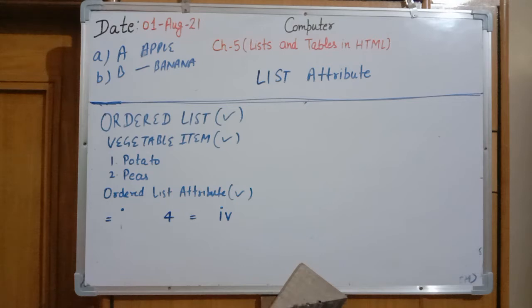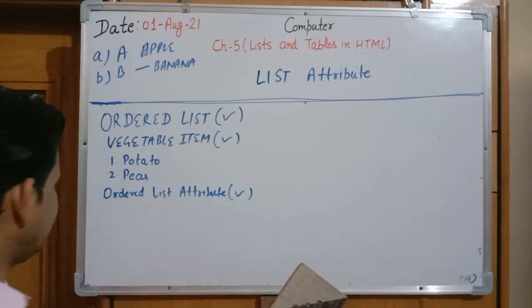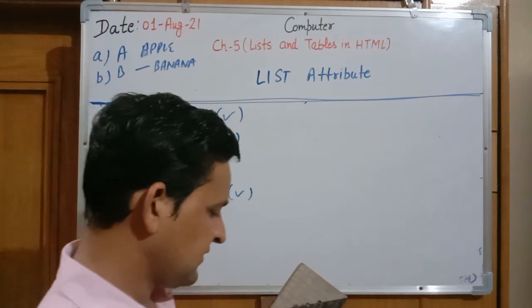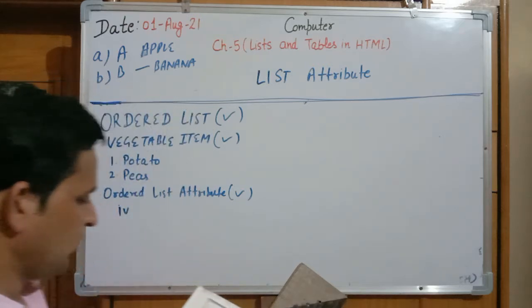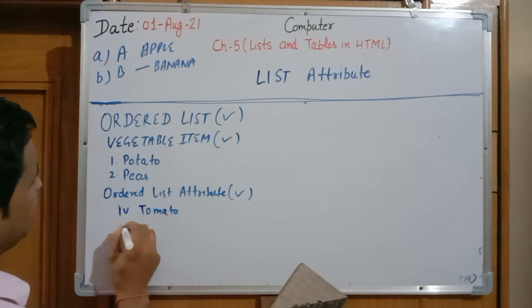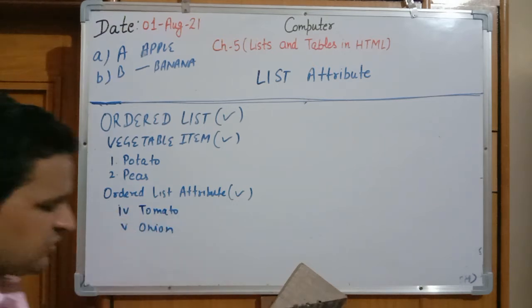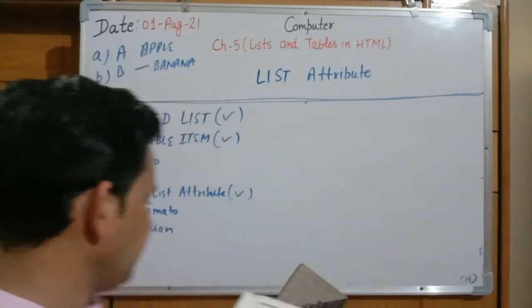It means the item number will be written as 4th, and the item names that are taken are tomato and onion. So it is tomato, and 5th is onion. Why taken 4? Because the starting position is 4. Next is H1, again a heading they have taken, unordered list.